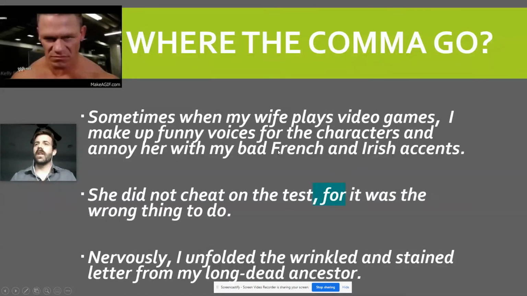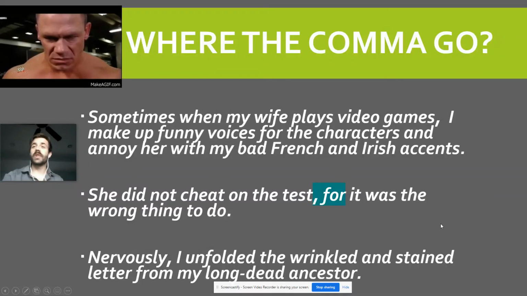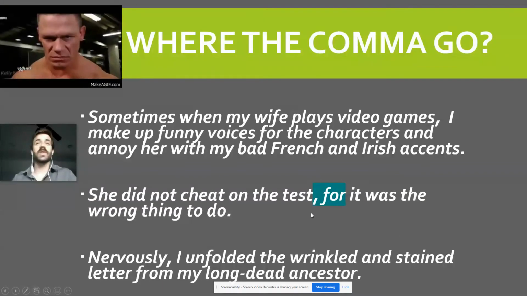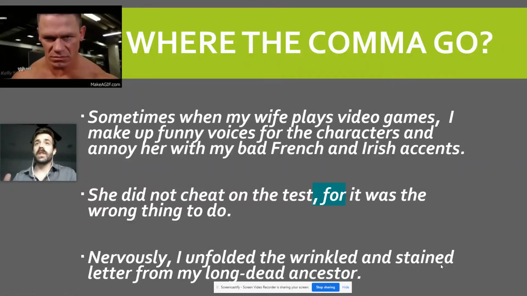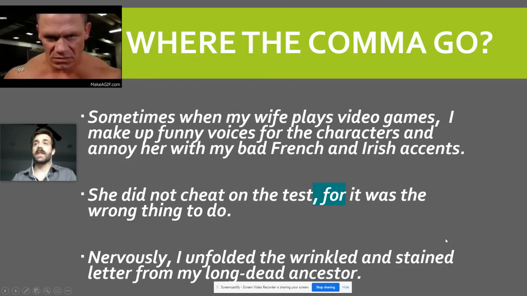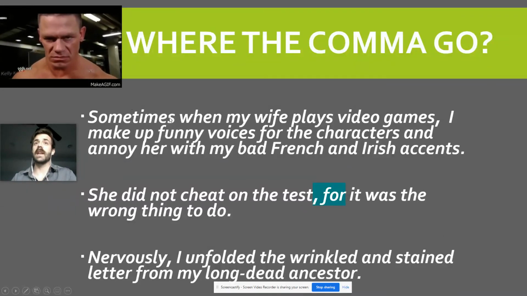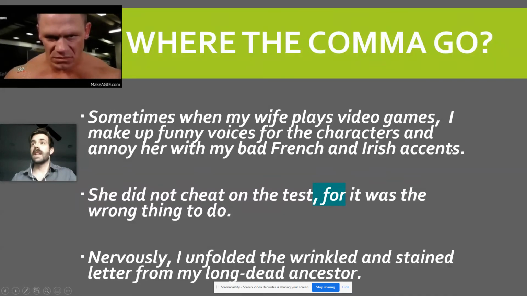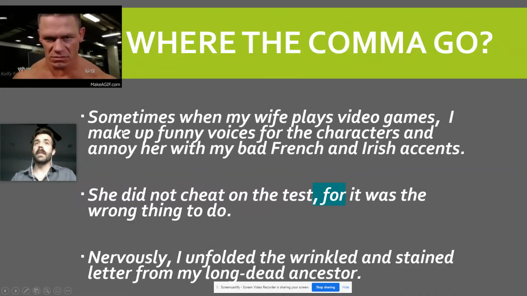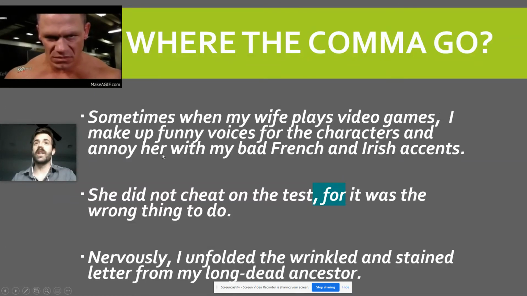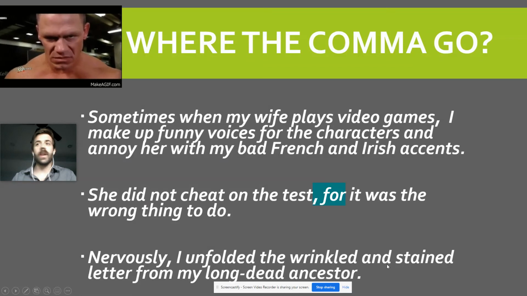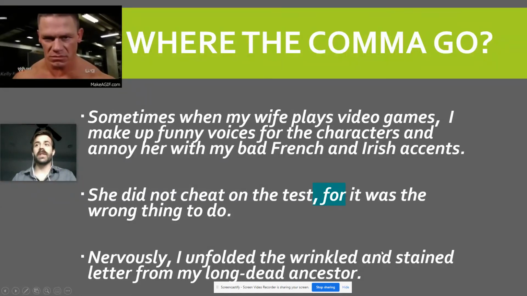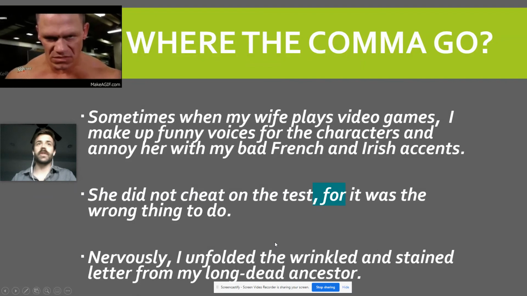Cool. So did yours look something like this? Is this where you put the comma in? I know it was a little tricky because I had 3 sentences, but only 1 extra comma was needed. So this first and this third sentence are not compound sentences. This one is a complex sentence, right? Because I have the dependent clause, but then I just have 1 independent clause afterwards. I make up funny voices and I annoy her with my bad French accents. And the second one, I do have that word "and" in there, but I unfolded the wrinkled and stained letter. I don't have 2 independent clauses.